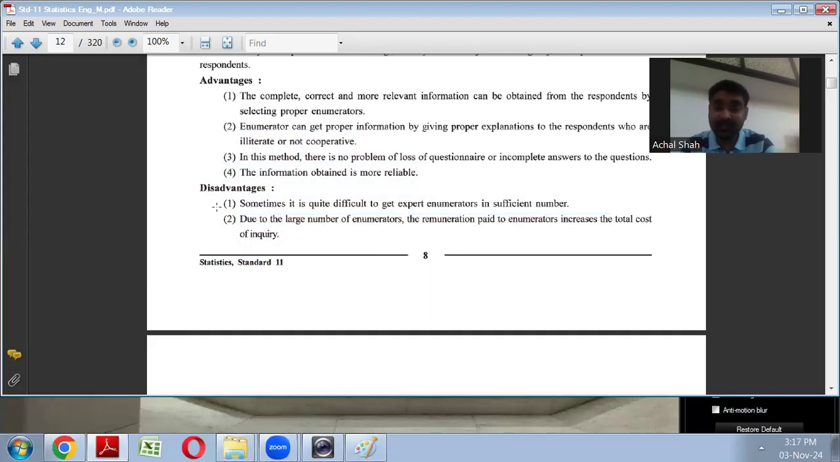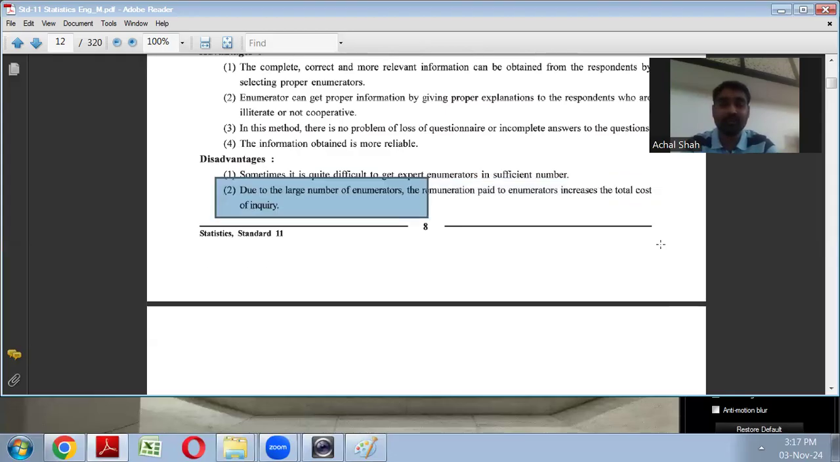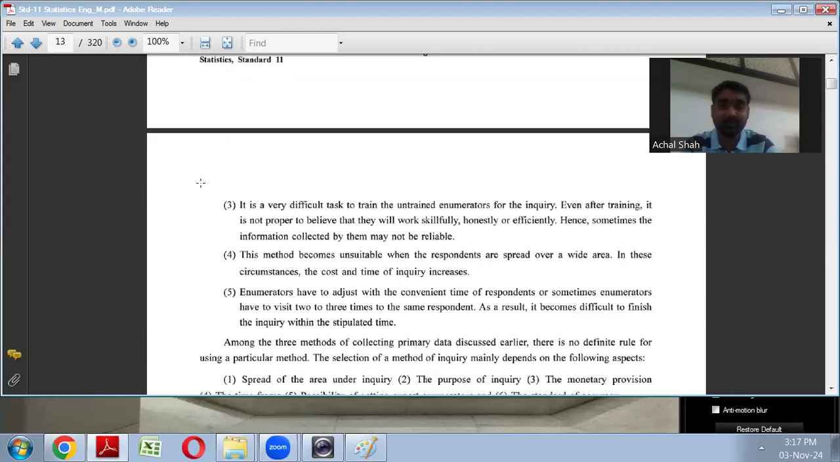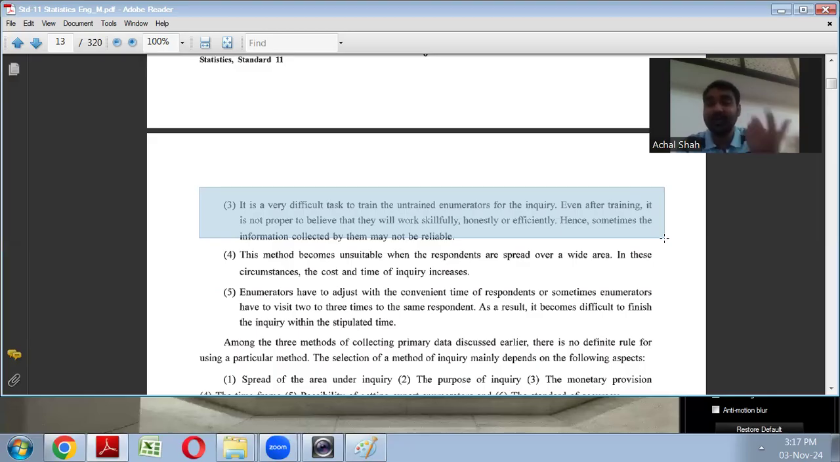Second, it is very expensive because remuneration has to be paid to the enumerator. So the total cost of the inquiry is going to hike, right? That is going to boost up. So that is the second disadvantage. Third, it is very difficult to train the untrained enumerators for the inquiry. And even if you train them, what is the guarantee that they will be skillful, they will be honest, or they will work efficiently? Okay, so sometimes they may not perform their duties honestly. So in that case, the information which is collected might not be reliable.